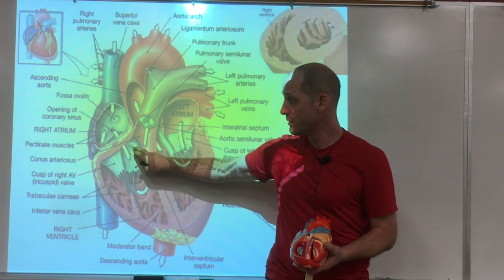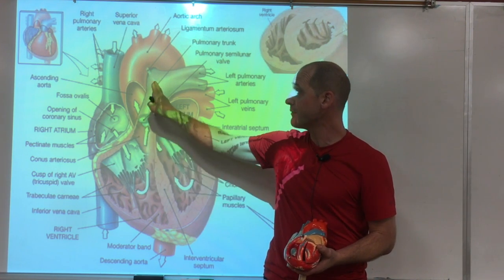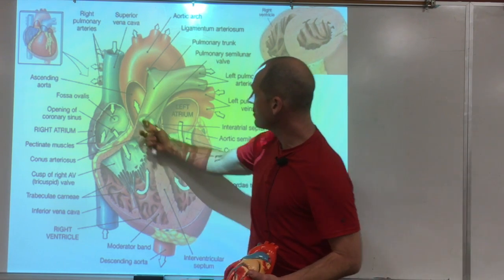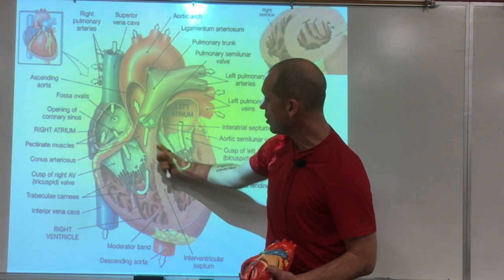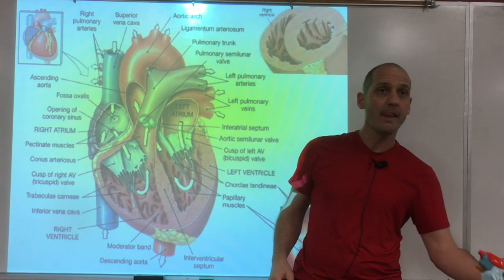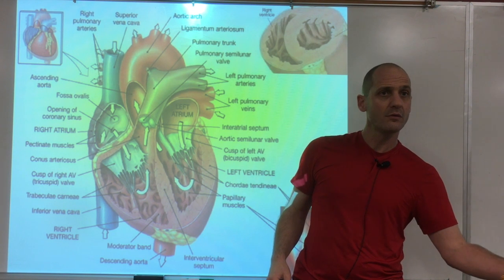That's AV. That's going up the pulmonary trunk. Yeah, that goes into the pulmonary trunk, and then you got one back in here. You can't really see it. It's behind it, and that goes into the aorta.